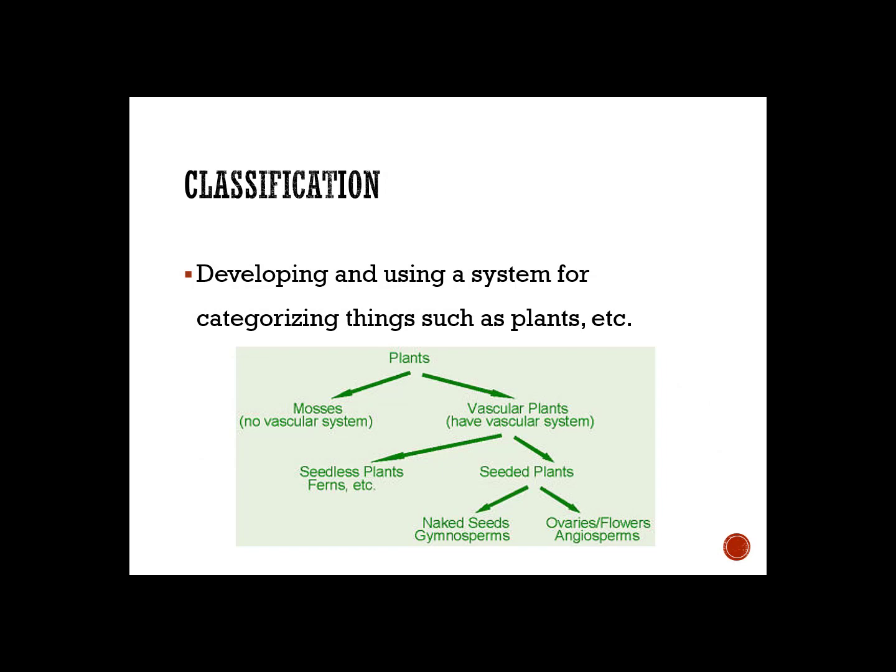In classifying plants, they're classified as non-vascular, as is the case with mosses, or vascular. And within the vascular plants, they're broken down to seedless plants such as ferns that spread by spores, or seeded plants, which include gymnosperms such as conifers, or angiosperms, which are things like apples.